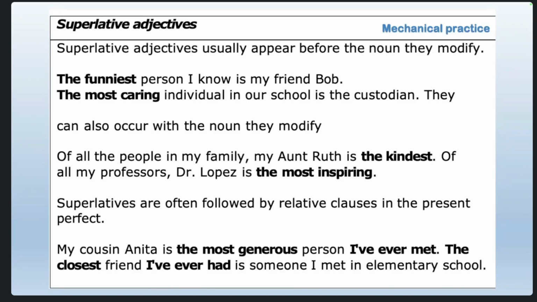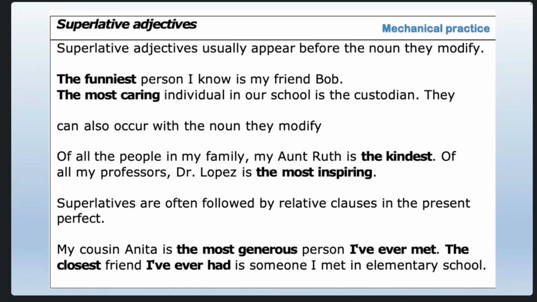So in mechanical practice, this is what we traditionally would do. We say that today I'm going to do superlative adjectives. Superlative adjectives usually appear before the noun they modify. You're using many technical terms: modifying, superlative, etc.